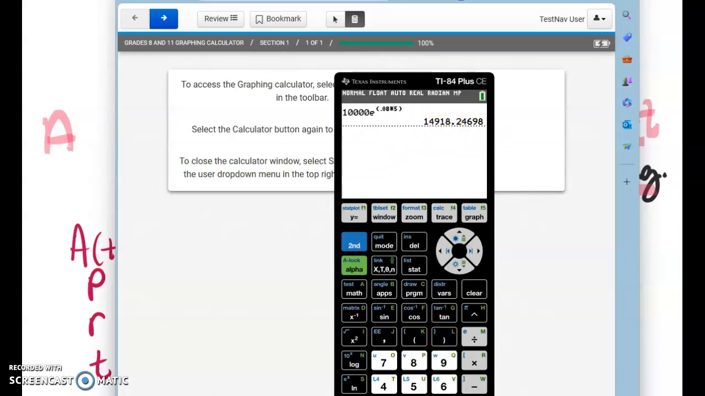Now notice how when I did this last time, and remember I changed it from quarterly to monthly to daily, when I ended up with daily, I ended up with $14,917.59. So less than $1 difference for doing it continuously, right? Less than $1 difference because it approaches a limit.